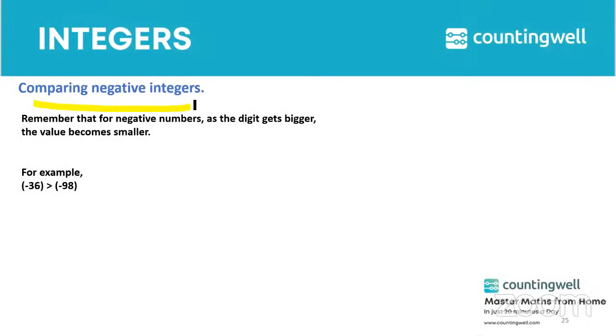Whenever we are comparing negative integers, note that as the digits get bigger, the value becomes smaller. So here you can see 36 and 98 have negative signs. So the digits getting bigger were here. So 98 is greater than 36, but the value is smaller because minus 98 is to the left of minus 36, and minus 36 is to the left of 0, but it is to the right of minus 98 on the number line.